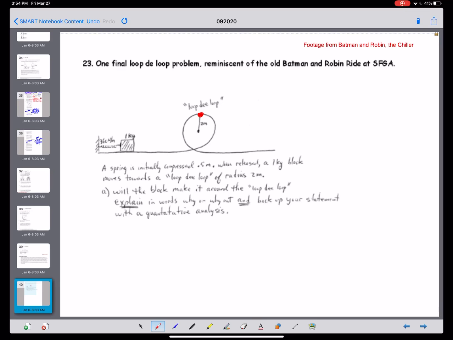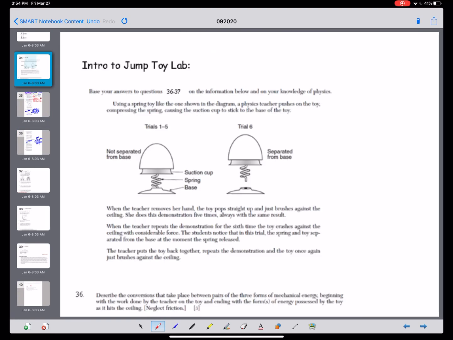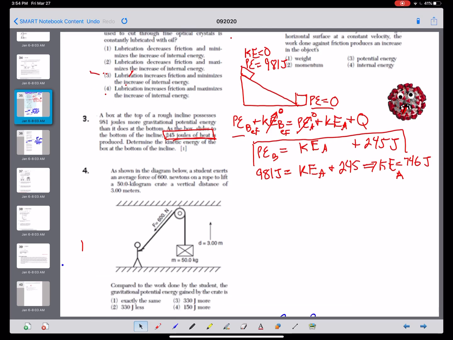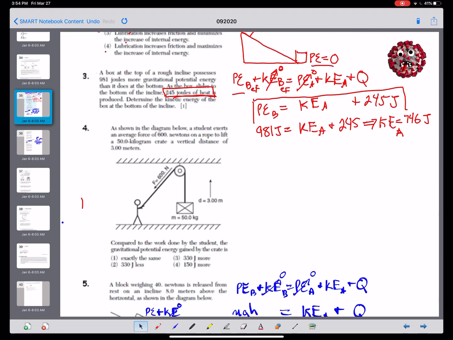All right, let's go back to that first page we were doing, which was right here. And let's try number 4, which brings in the concept of work. Because they're going to do work stuff too. So it says, as shown in the diagram below, a student exerts an average force of 600 newtons on a rope to lift a 50 kilogram crate a vertical distance of 3 meters. Compared to the work done by the student, the gravitational PE gained by the crate.